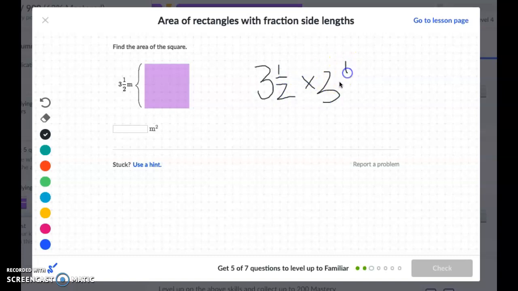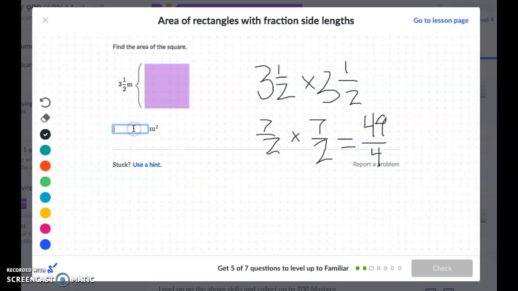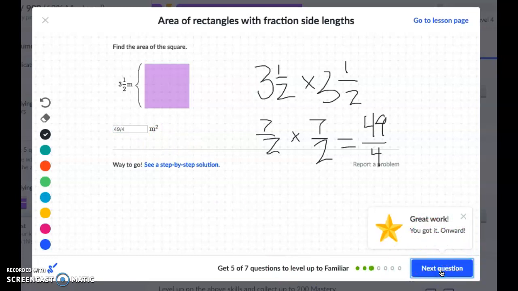And then to do 3.5 times 3.5, I'm going to need to make these into improper fractions. So 2 times 3 is 6, plus 1 more is 7 halves. And since it's a square, I know I'm doing 7 halves times 7 halves. So 7 times 7 is 49. And 2 times 2 is 4. So 49 over 4. And we'll see if they want us to simplify that. Okay, they're letting us keep it that way.